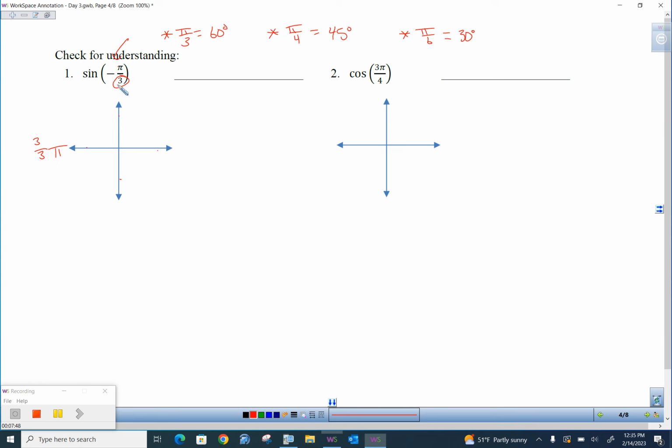So this is negative 1/3. So I'd go clockwise 1/3 of the way. There's 2/3, there's 3/3. Okay, and just put a point. Just like we had our original 4 points, this is a point on the circle. We just won't draw the circle itself.